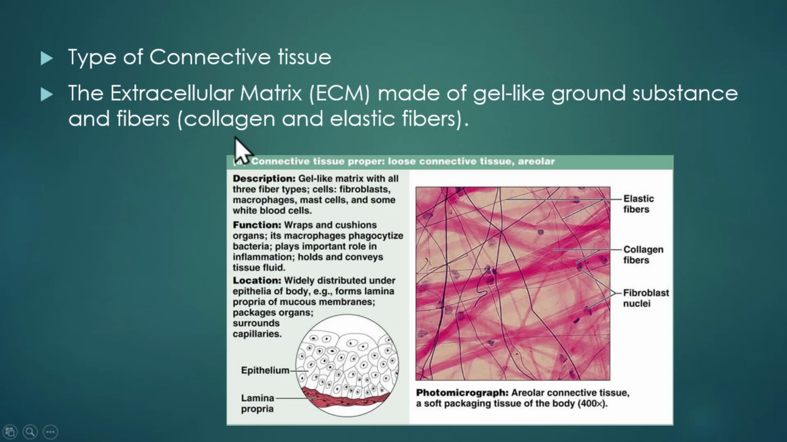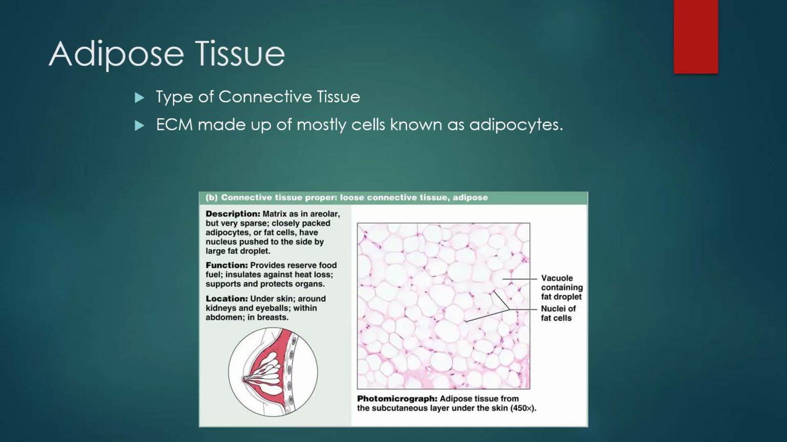If you take a look at this, you can see the bigger collagen fibers and the tiny elastic fibers that allow it to stretch. And then you see the fibroblasts, which are the cells of this tissue. Okay, so this is what underlies a lot of the epithelium. So underneath your skin, you've got areolar connective tissue, and you're going to see this a lot.